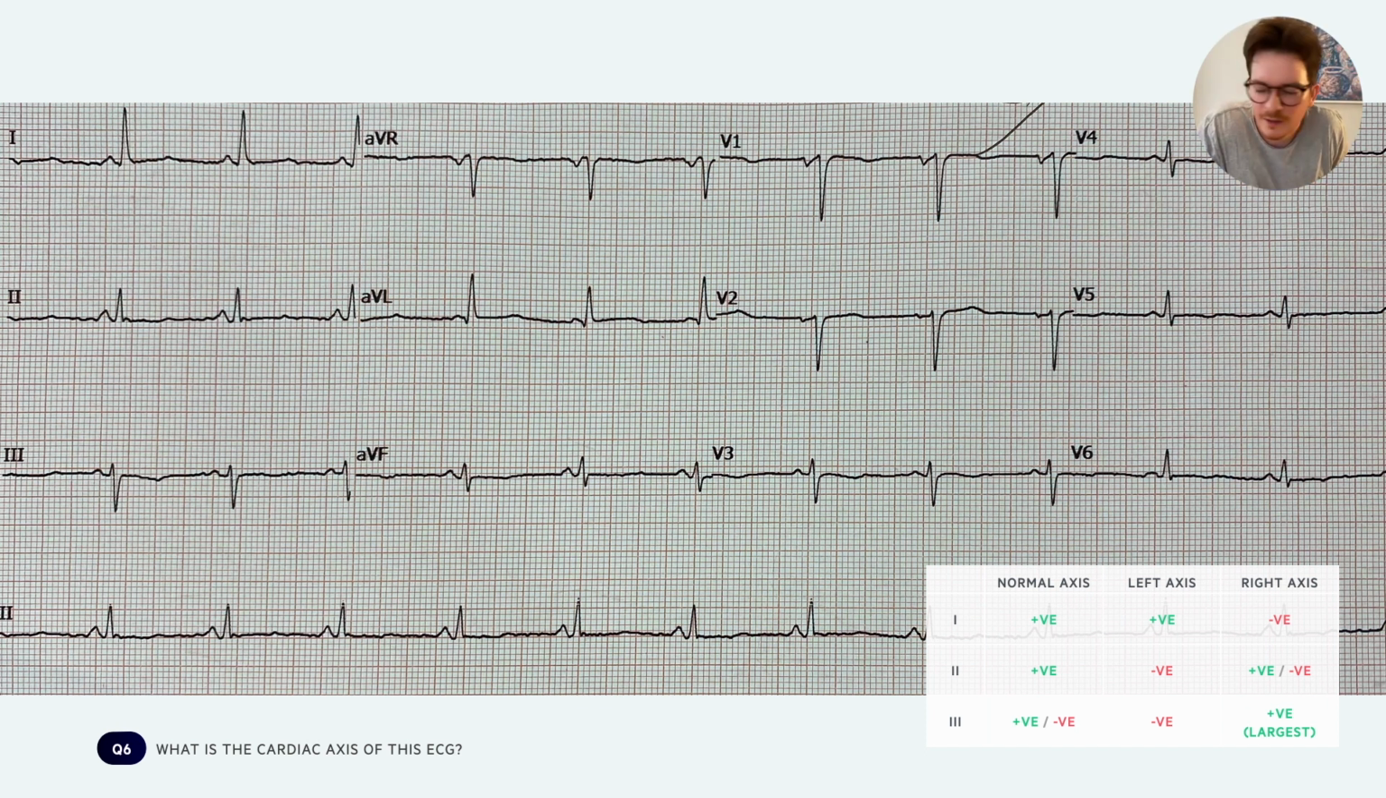So quite interesting, because most at the start everyone was saying normal, and then once we put in the table, we've got a lot of left axis deviations. So do you want to tell us the answer, Ben? It's interesting. So why is everyone going for left axis deviation with the table?